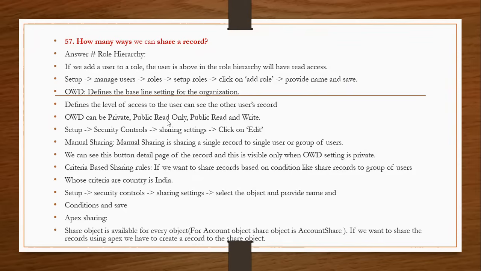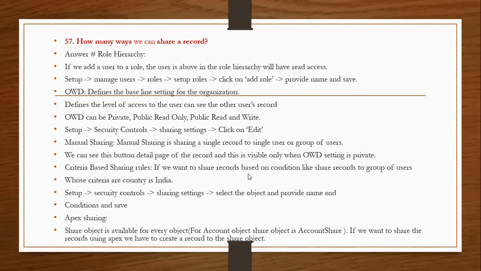OWD can be private, public read only, or public read write. Setup, security controls, sharing rules, click on edit. Manual sharing shares a single record to single users, groups, and users. We can see this button in the details of the records, and it is visible only when the OWD setting provides the criteria, because of the sharing rules.